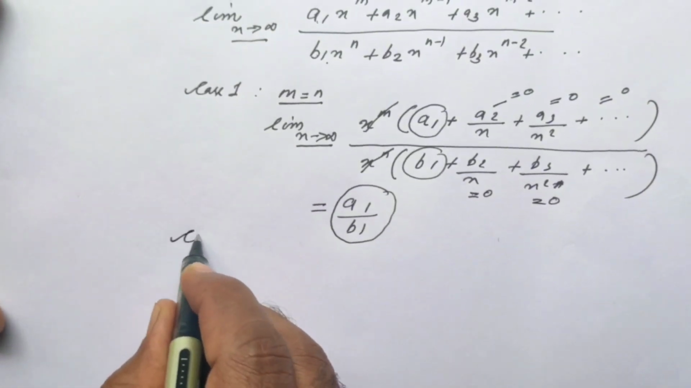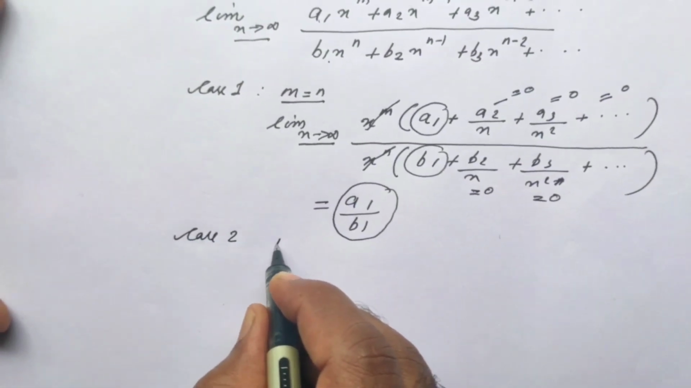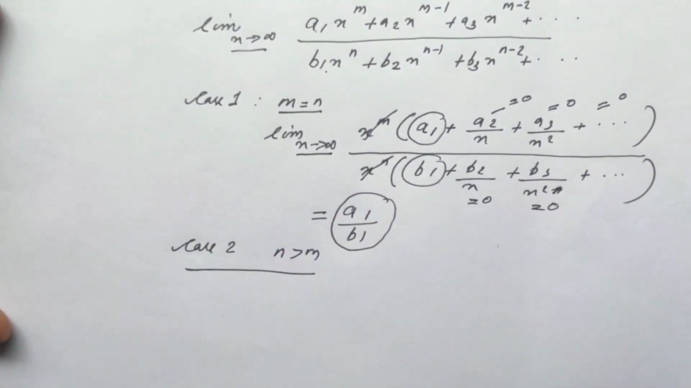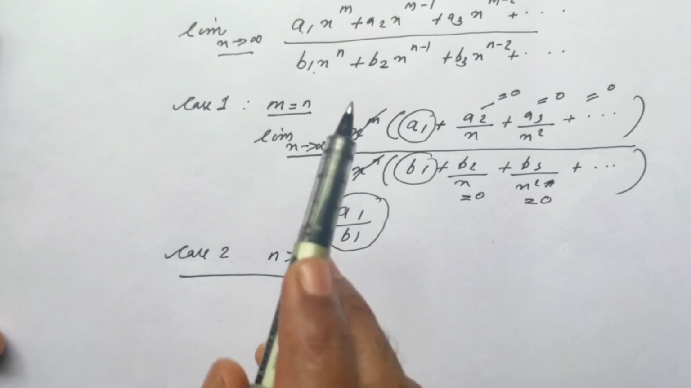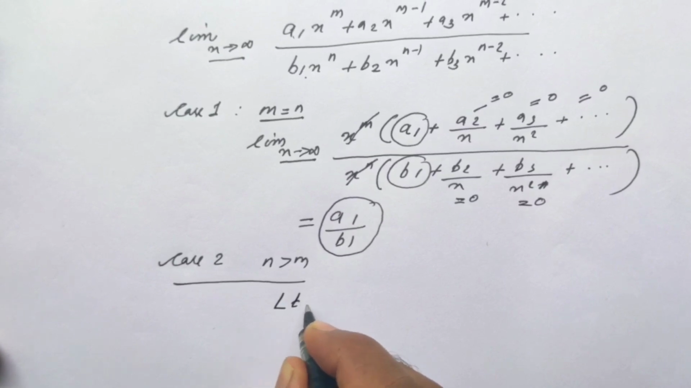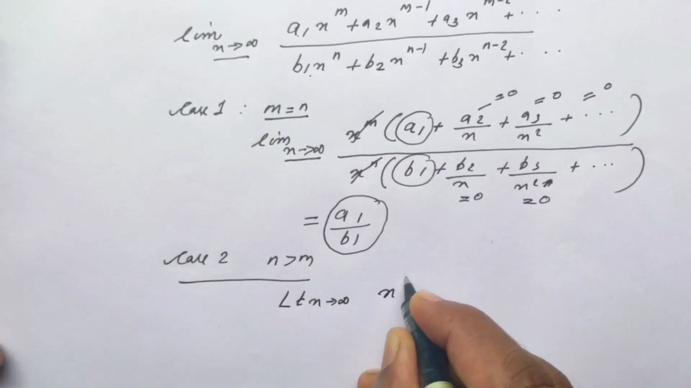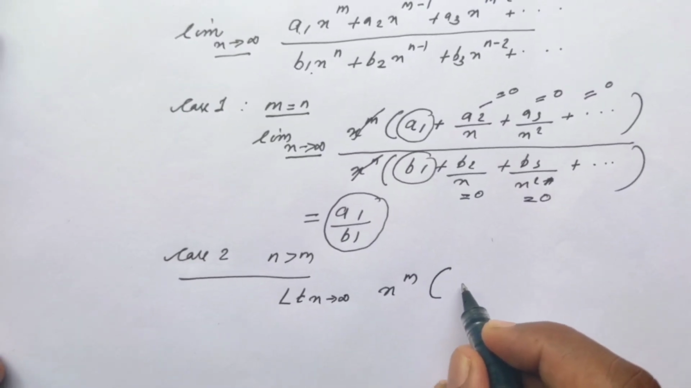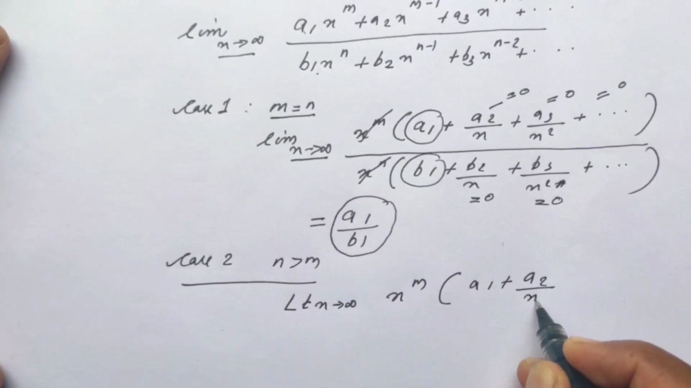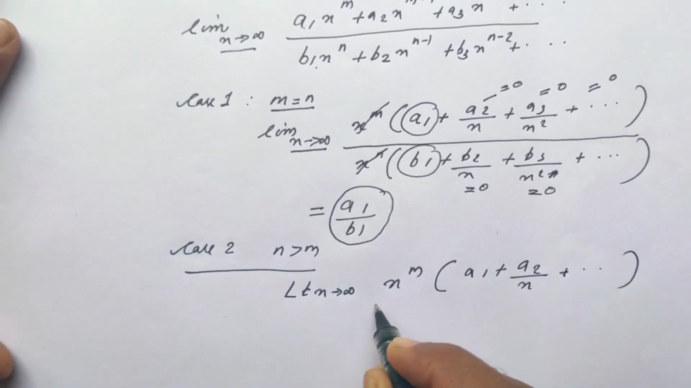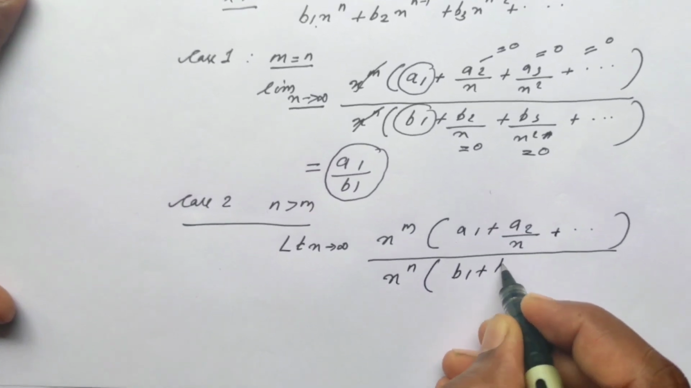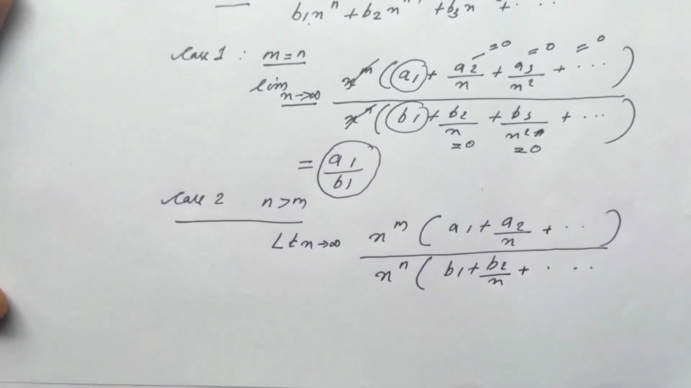The next case is case 2, when n greater than m, that is, the order of the denominator polynomial will become higher than the numerator polynomial. Here when we take x raised to m common from the numerator, then it will become x raised to m into a1 plus a2 divided by x plus etc. And the denominator polynomial will become x raised to n into b1 plus b2 divided by x plus etc.